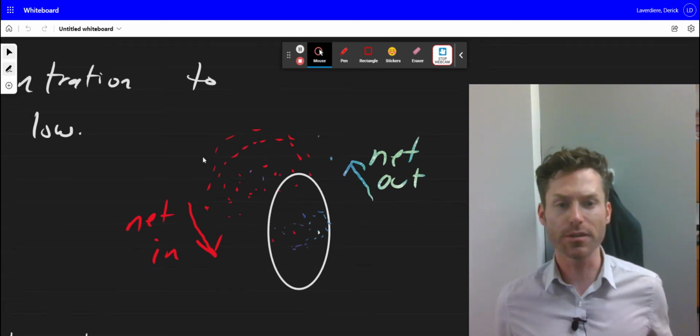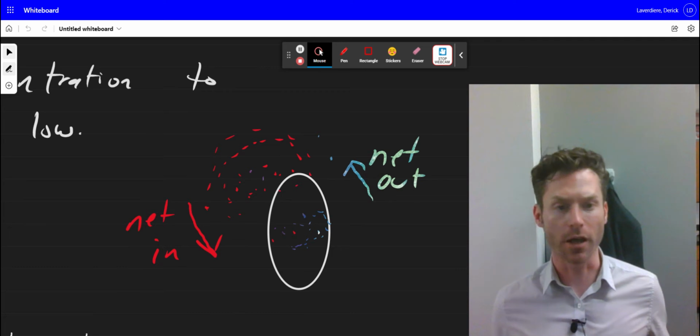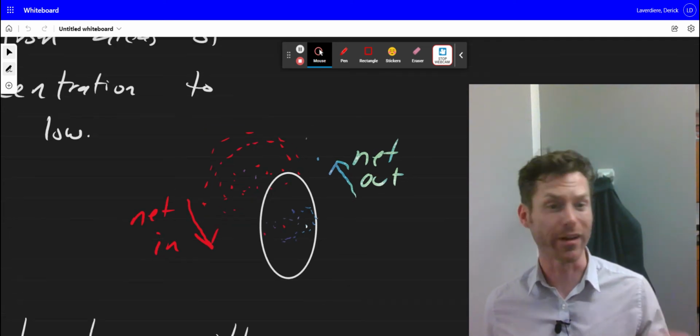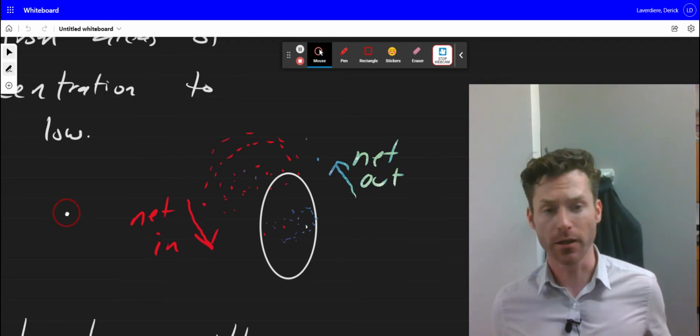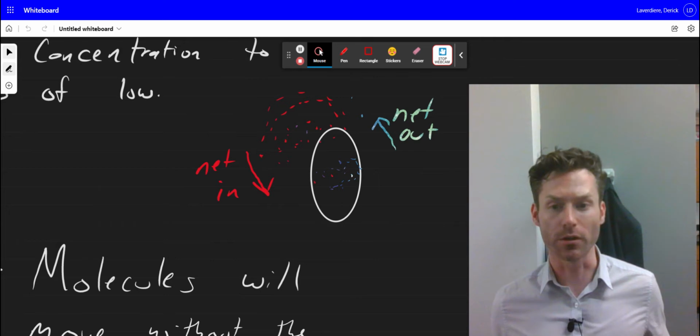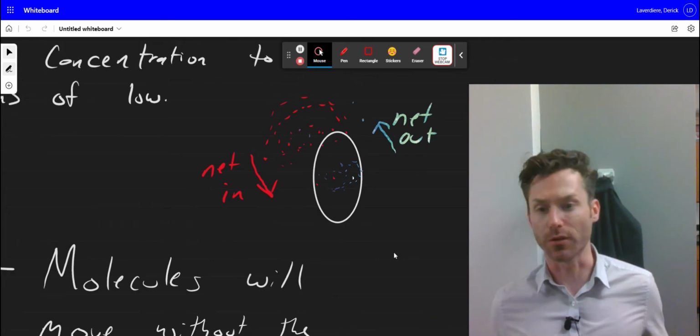And so this is termed moving along the concentration gradient. Okay? It's moving with the concentration gradient, moving down the concentration gradient. Any of those are ways to articulate the appropriate movement of molecules when they are obeying the principles of diffusion.